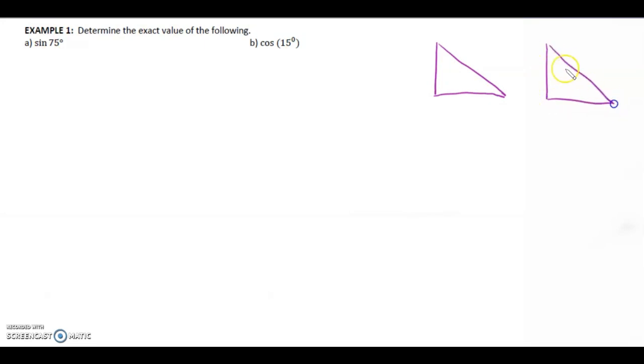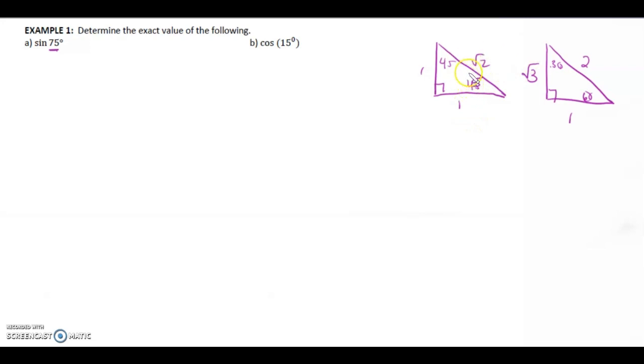If we have 45 and 45, then it's 1, 1, root 2. And if we have 30, 60, and then obviously 90, it's 1, 2, root 3. So here are the two special triangles in degrees. Now 75. Here's a hint. Whenever I see that 5, I know it's not going to be a 30 and a 60, because we need a 5 in there. So likely it's going to have something to do with the 45.